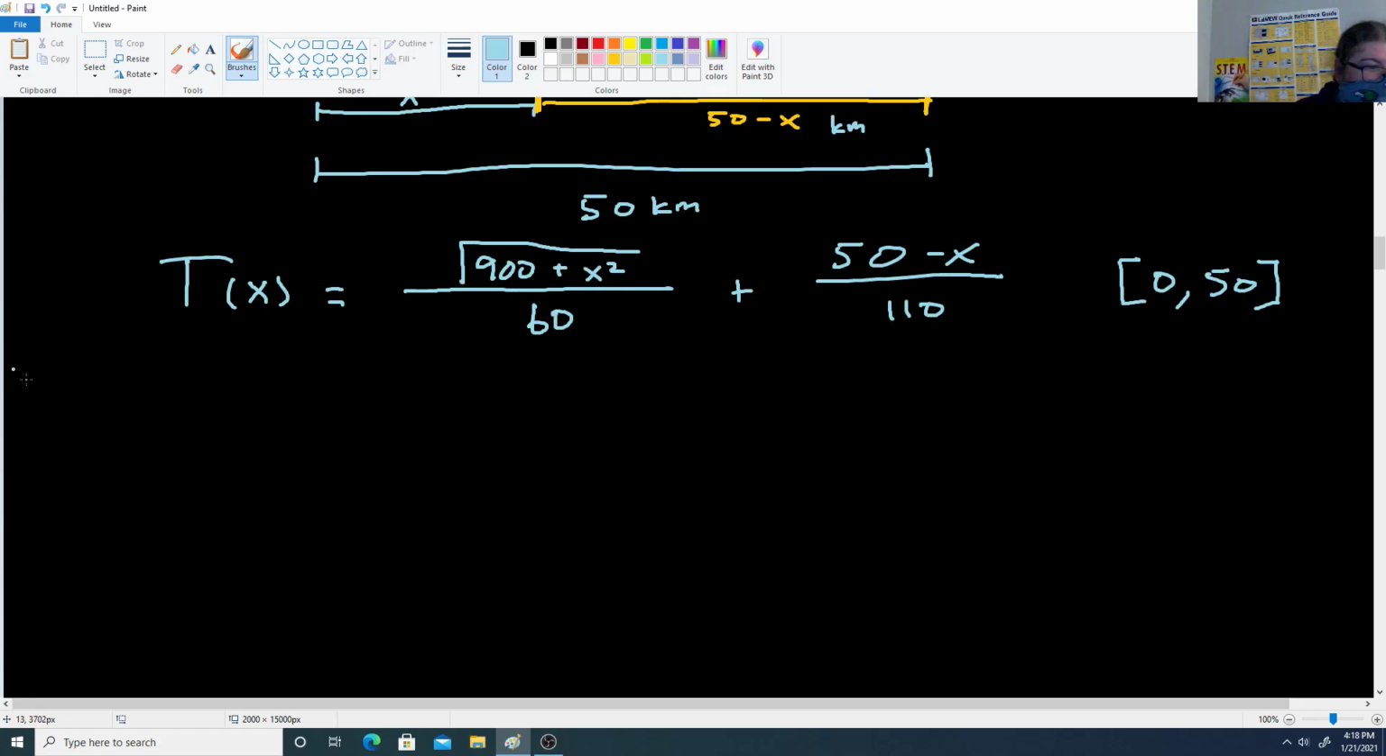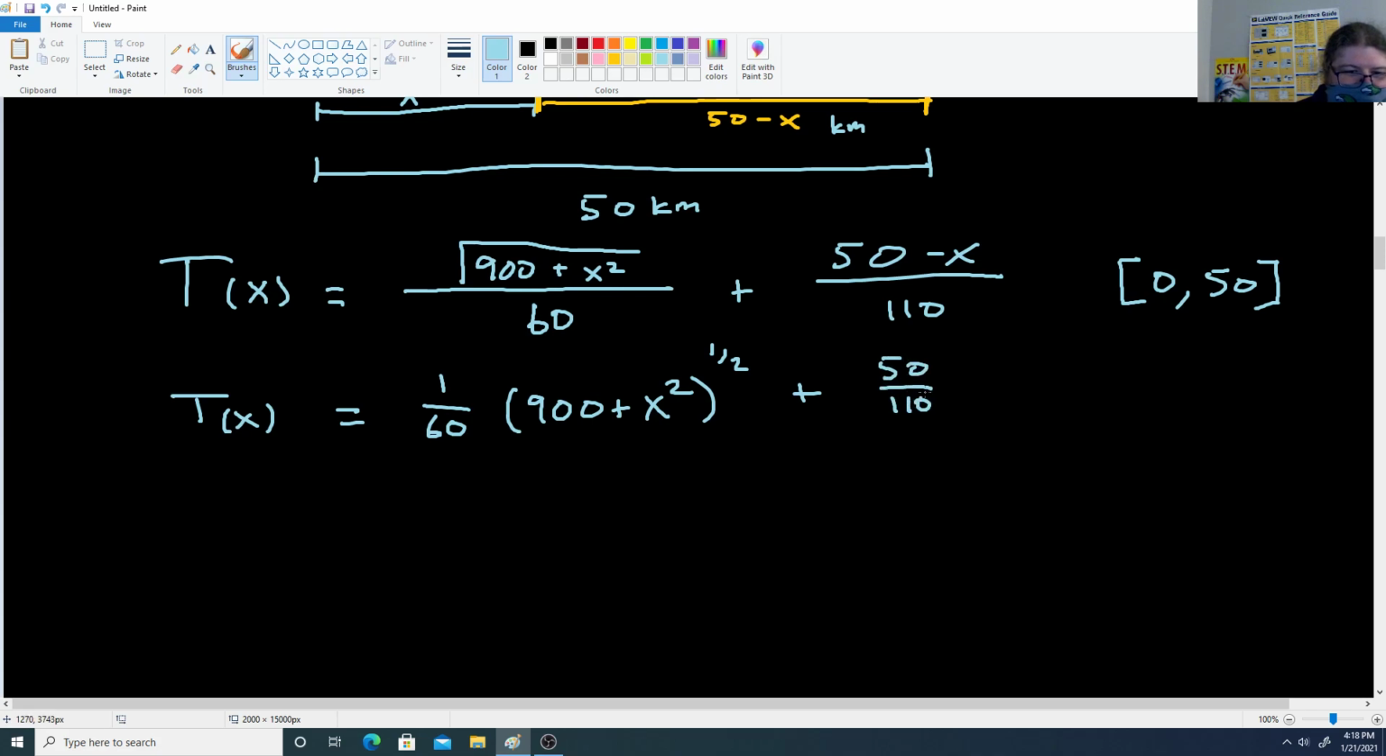Now we need to find the critical points, and I'm going to algebraically rewrite this a little bit to make it cleaner for the derivative. So I'm rearranging some of the stuff so that when we take the derivative, it's easier to see what's going on. Dividing by 60 is the same as multiplying by 1/60th. Square root of stuff is that to the 1/2 power. Plus out here, I can write this as 50 over 110. I know that reduces, I'm just going to leave it like that for a minute. And then this would be negative x over 110. But again, dividing by 110 is the same as multiplying by 1 over 110. So we can get it like that.